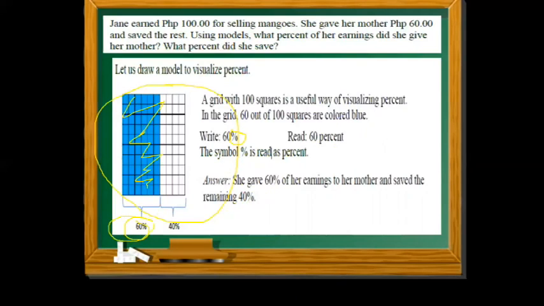Ito yung kanyang binigay sa kanyang nanay. And then, ang nasave naman niya is 40% of total na napagbentahan niya. So, 100 pesos yung kanyang pinagbentahan. So, 60% of that is 60 pesos. And then yung na-save niya is 40%, which is 40 pesos naman. Okay? So, let's have more example of this.